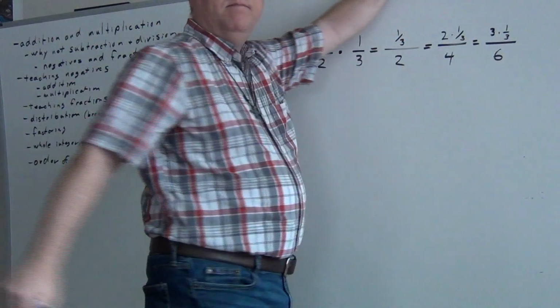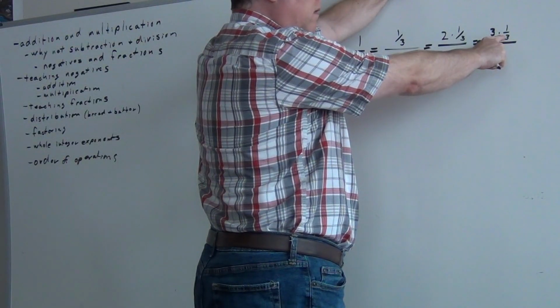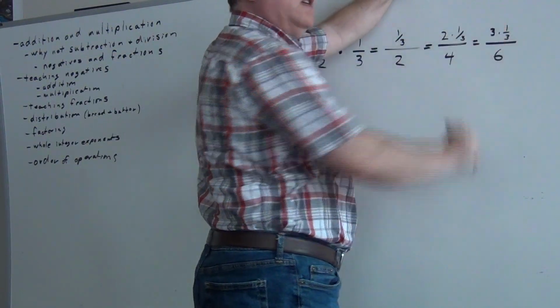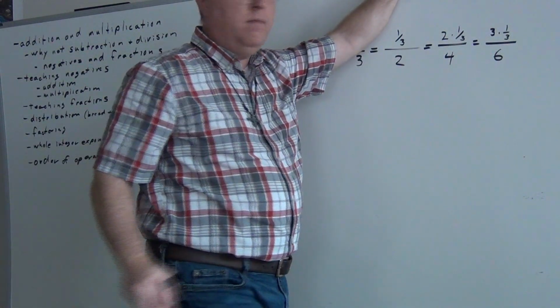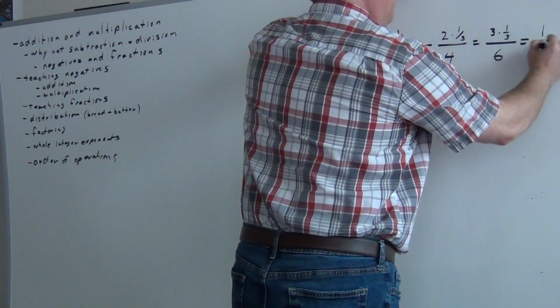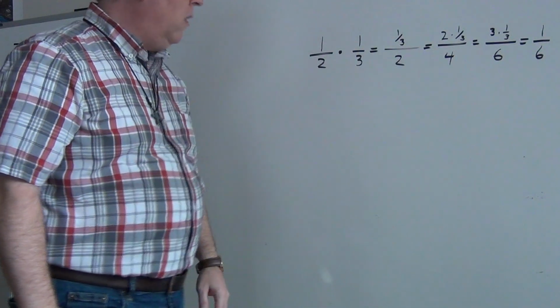But what does this mean? This number here says 3 of this number is 1. And we have 3 of this number. So this is 1. Okay.